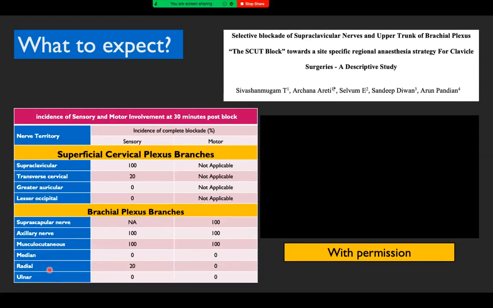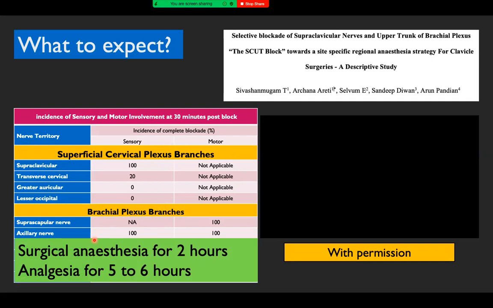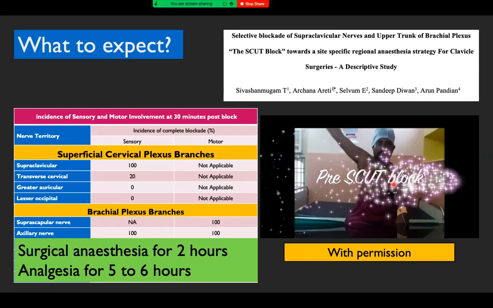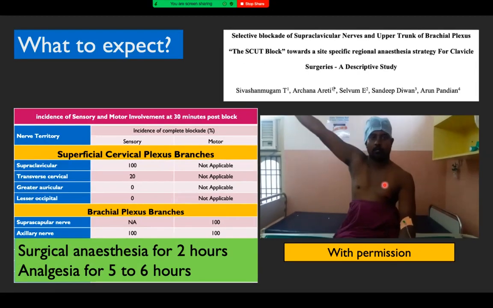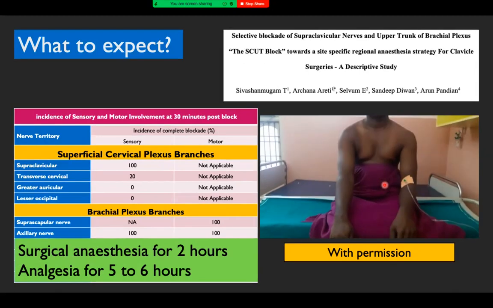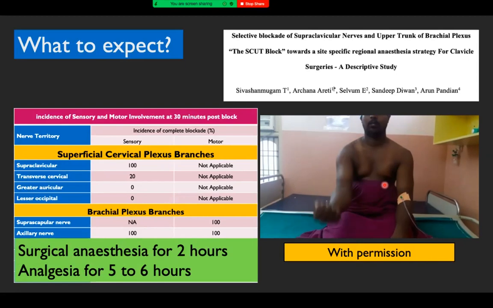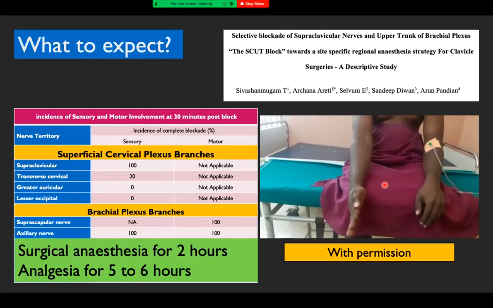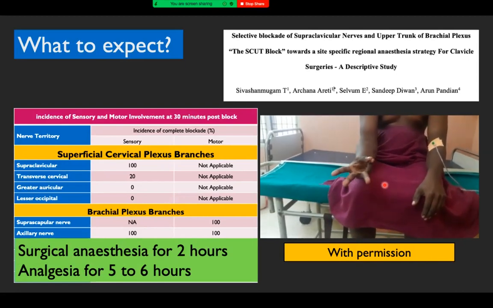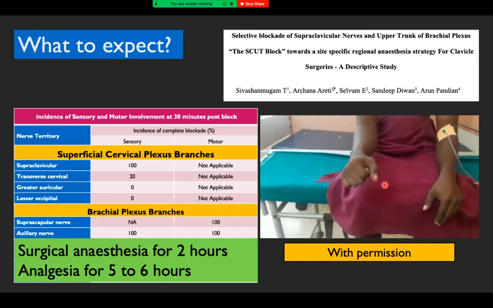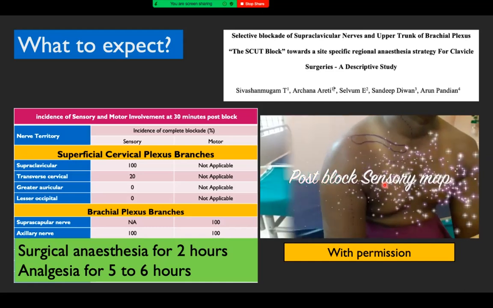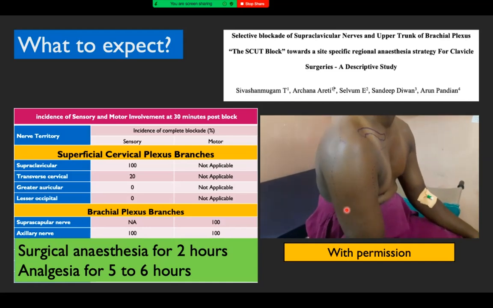With this volume, 5 ml, we had surgical anesthesia for about 2 hours and analgesia for 5 to 6 hours. If you look at the pre-block, the shoulder joint is completely intact. The axillary nerves are intact, and in elbow flexion the musculocutaneous nerve is intact, and the median, radial, and ulnar nerves are completely intact. After 15 minutes of post-block, this is the extent of sensory anesthesia that we got.